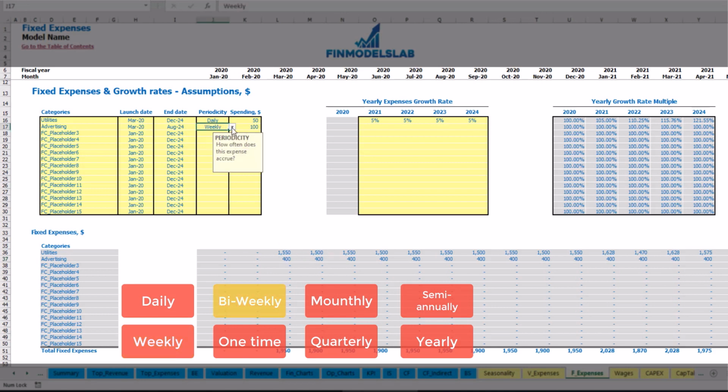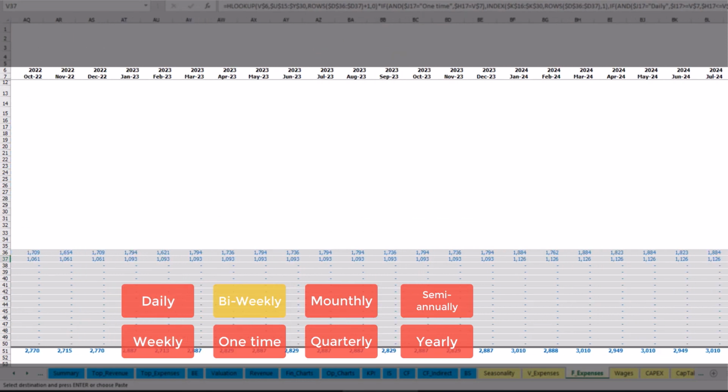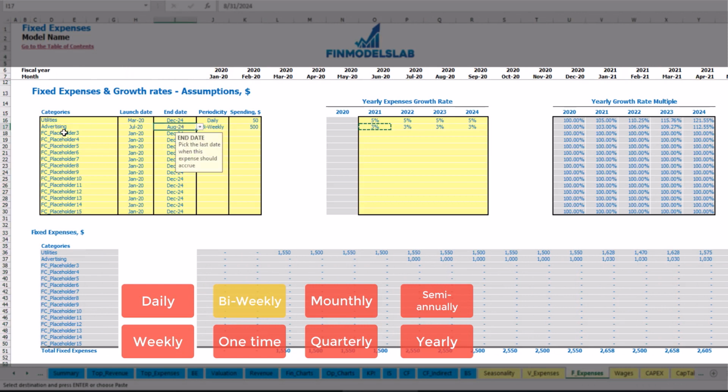And that's it. Another option is bi-weekly, for example $500. You can start from July, for example, and you will have 2 bi-weekly payments within the month. $500 multiplied by 2, you have $1,000 per month. Again, you can input some growth rate and you will see that your advertising expenses will grow year over year till August 24, which is the last date of this expense type.